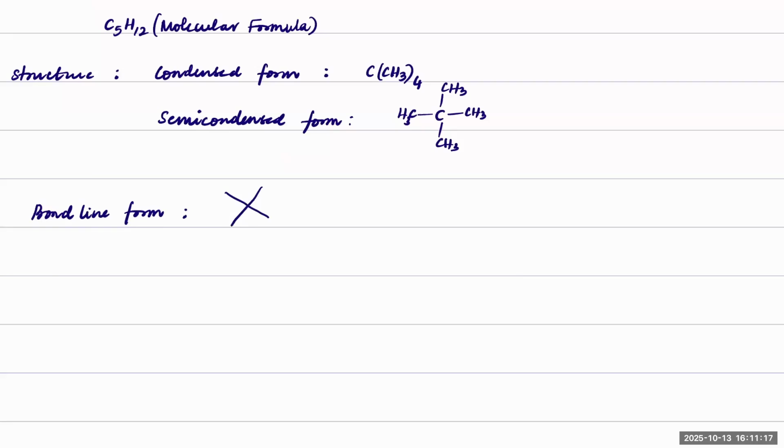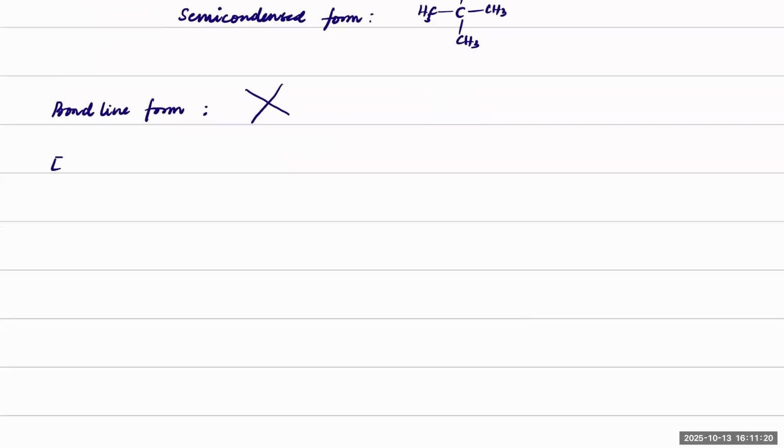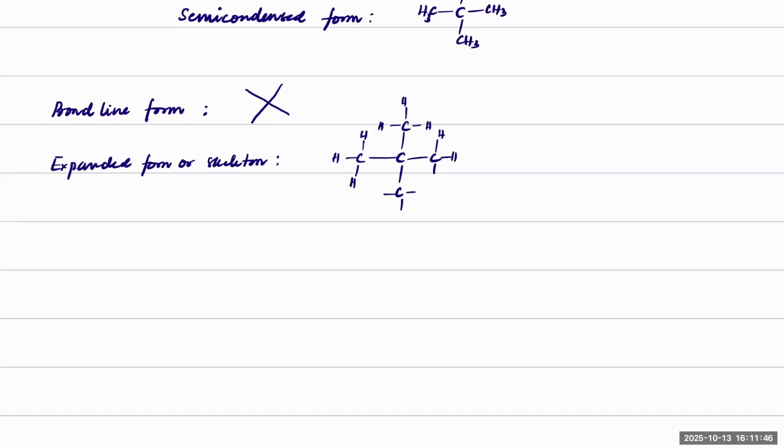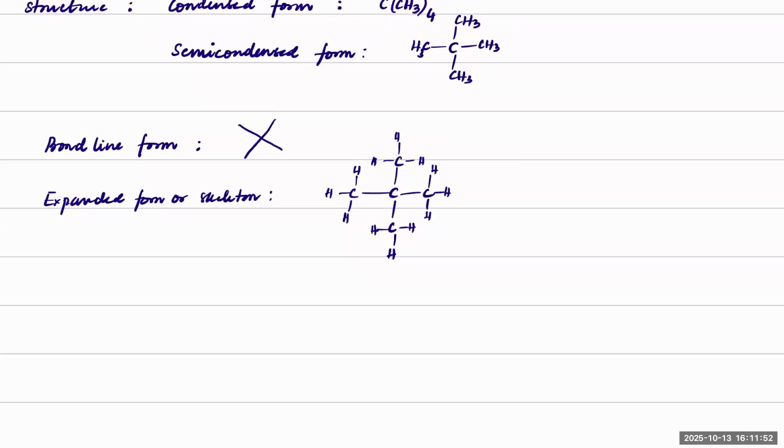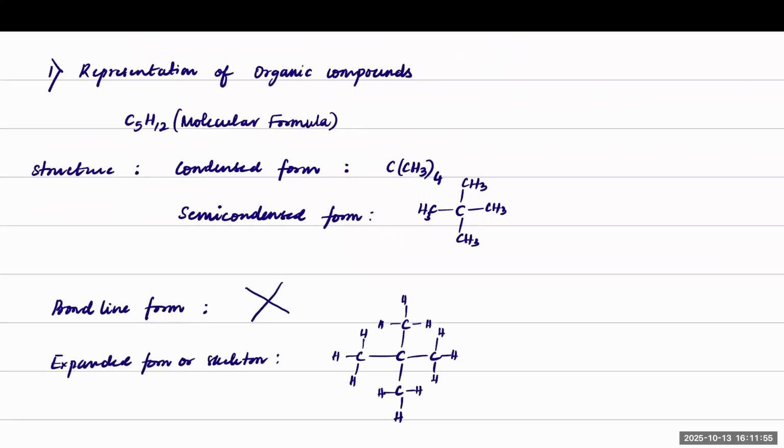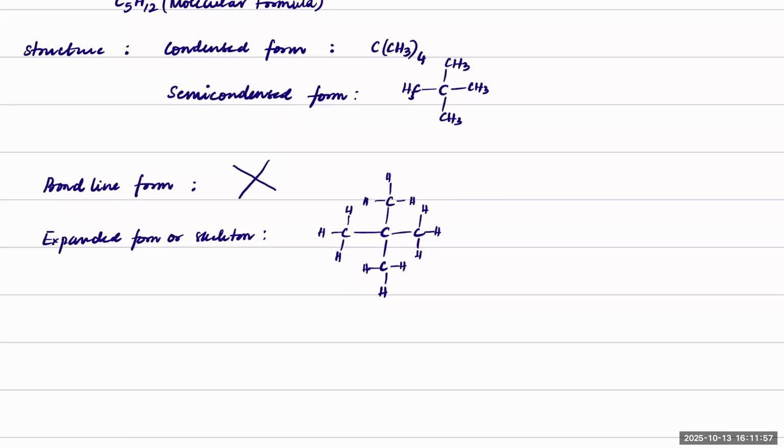Got it? Now, the last thing is the expanded form or skeleton form. Expanded form is writing out all the bonds possible. Whichever bonds are present, you show all the bonds on it. So this is how you will write down all the hydrogens, and we call it the expanded form. Clear? I hope you understand what is condensed, semi-condensed, bond line, and expanded form.